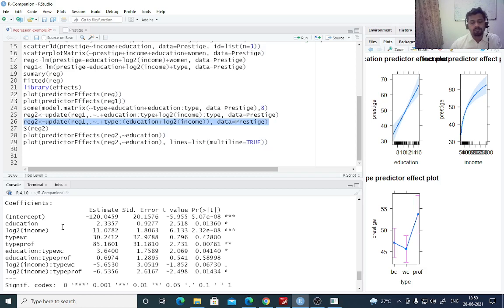Now again, what you should understand over here is that in this particular regression, each level of the factor variable differs in the intercept, and they also differ in their slope parameters, which is precisely why you have education type WC, education type prof, log 2 income type WC, log 2 income type prof. So you must understand that the baseline of this model will be for blue collar jobs, or you can say blue collar occupation type.